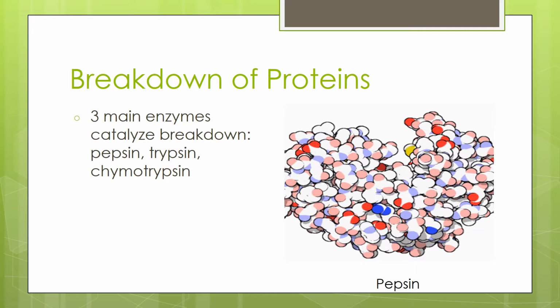Lastly is the third major nutrient of digestion, proteins. Proteins are broken down by 3 main enzymes: pepsin, trypsin, and chymotrypsin.